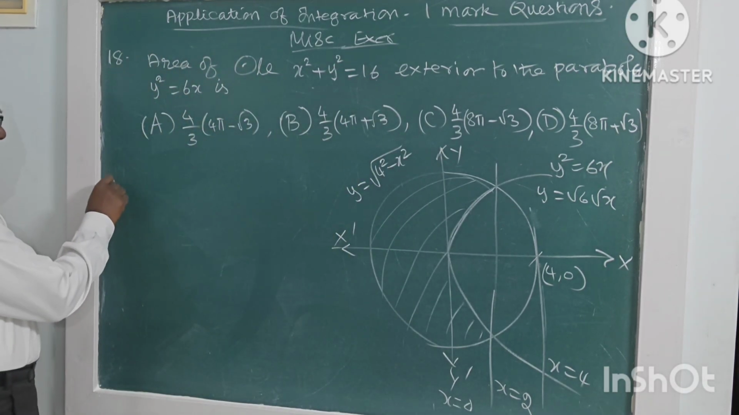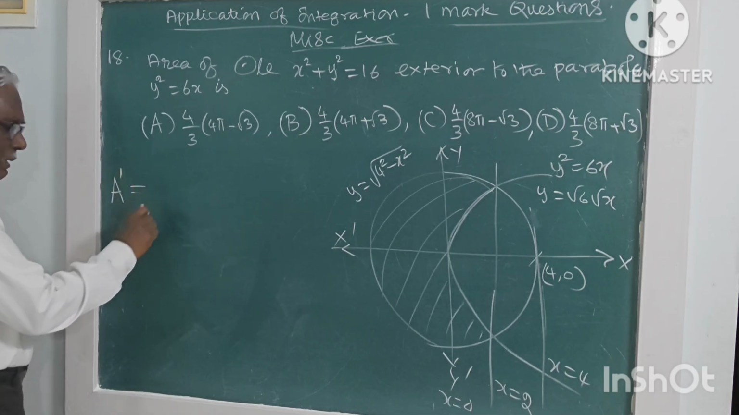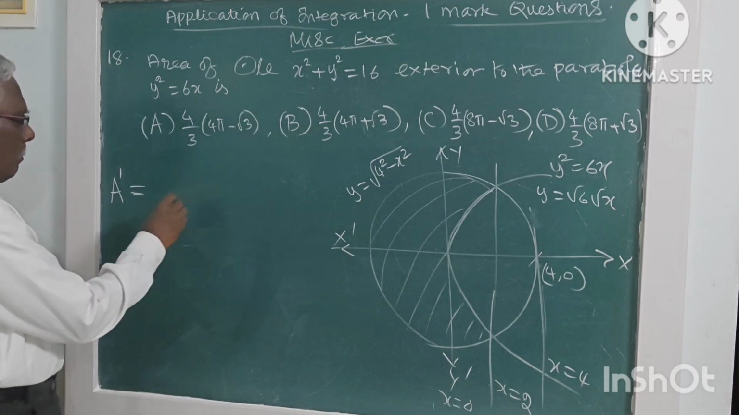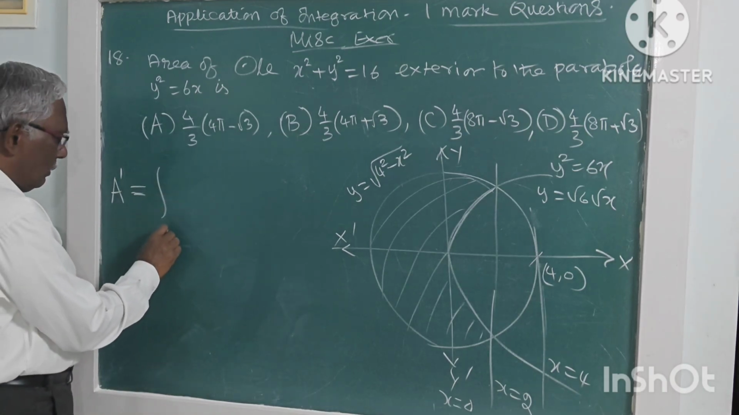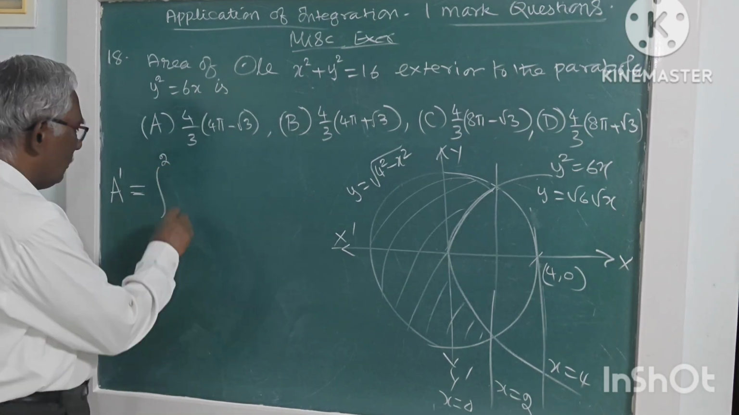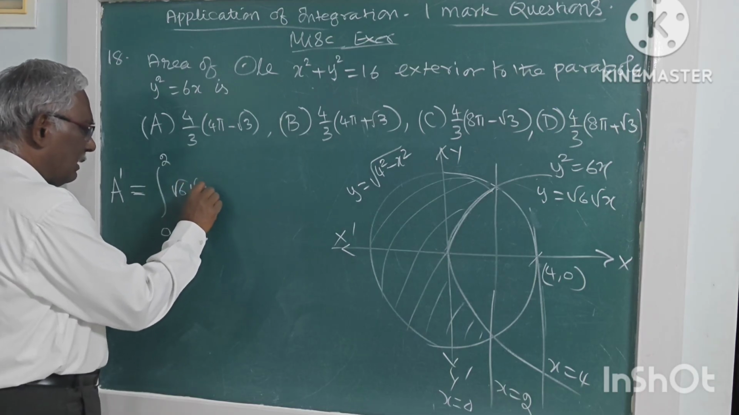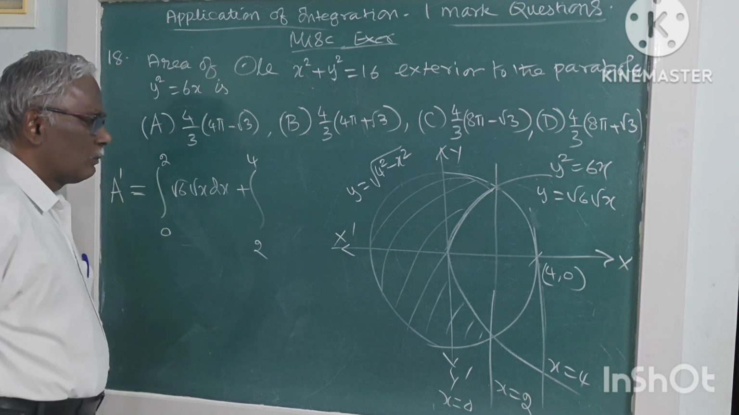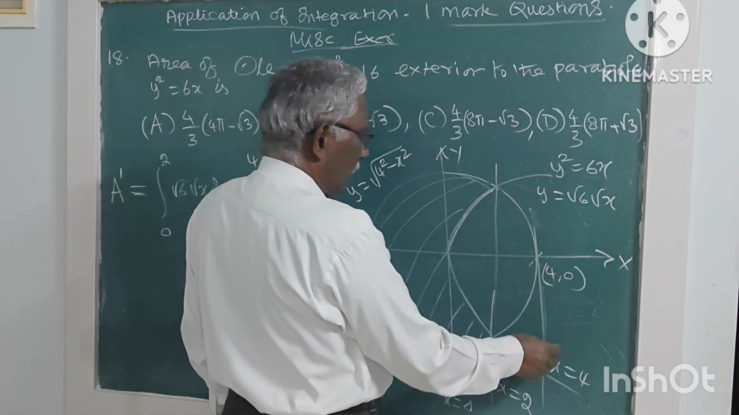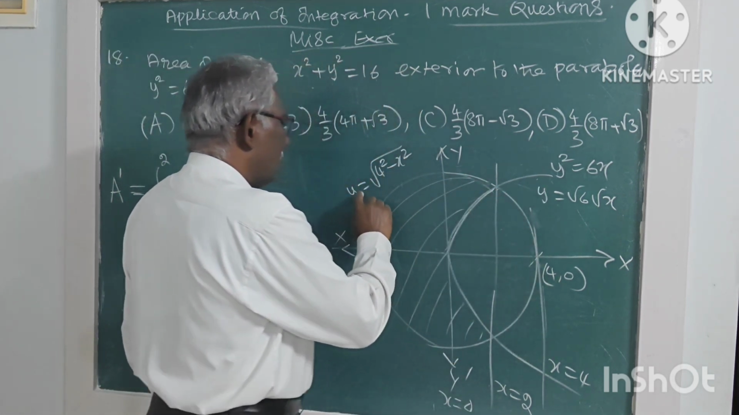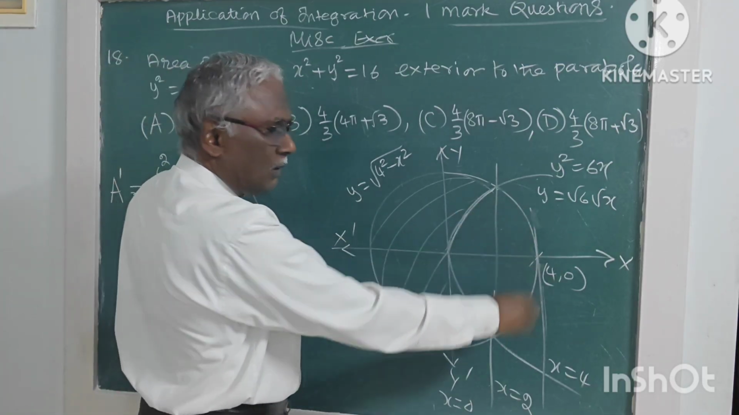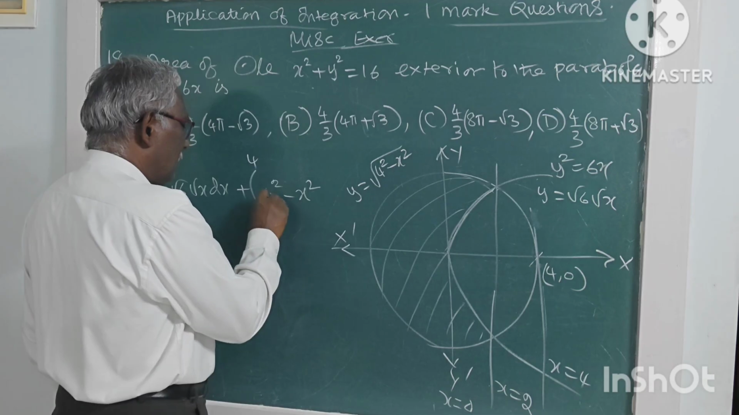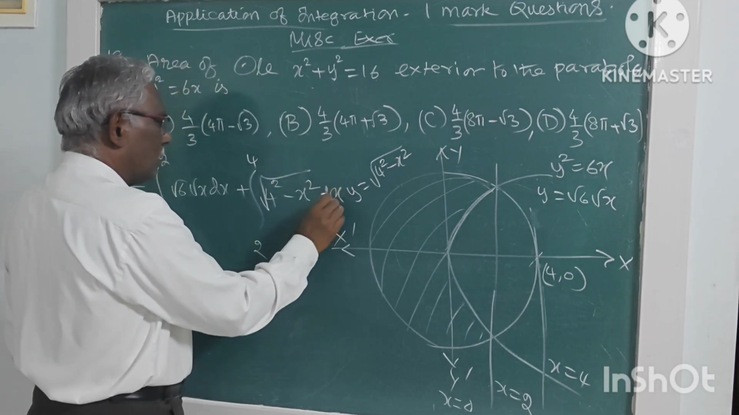So what is the area? I will put a dash, A dash, otherwise you will forget. A dash is equal to integral 0 to 2 root 6 root x dx plus integral 2 to 4, x is 2 to x is 4. The equation of this curve is nothing but a part of the circle, so square root of 4 square minus x square dx.